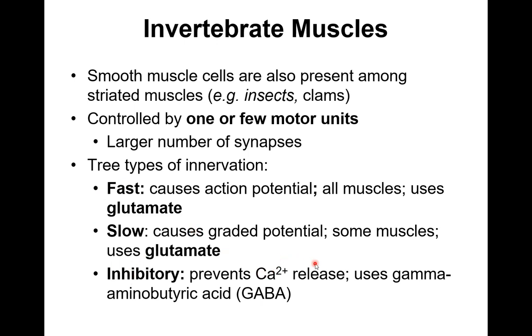But the other big difference is that after contraction, the contraction ends not because of the removal of calcium, but oftentimes because of the activation of an inhibitory type of innervation, which can rely on different inhibitory neurotransmitters. For example, when you talk about clams, those very tasty invertebrates you find oftentimes living in sand in the oceans or in the seas, salty water, the way they contract is very similar to the way vertebrate skeletal muscle contracts.